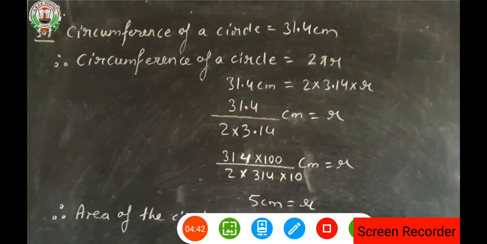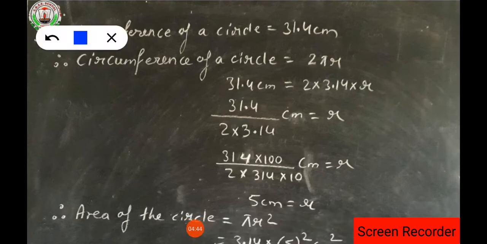Clear? So the first question, question 12, I had already explained to you, isn't it? It says that the circumference of a circle is given as 31.4 centimeter. Then the circumference formula is what? The circumference of a circle formula is 2 pi r, isn't it? Now since the circumference value is already given, that is 31.4.